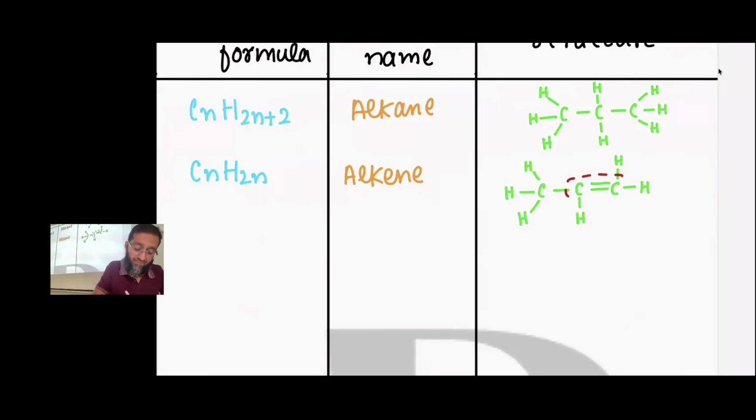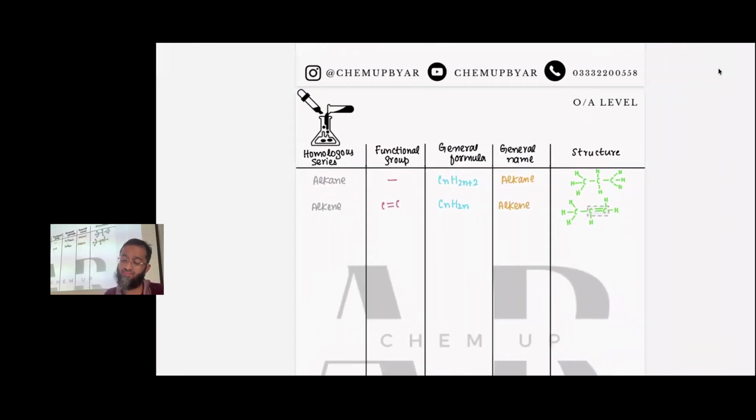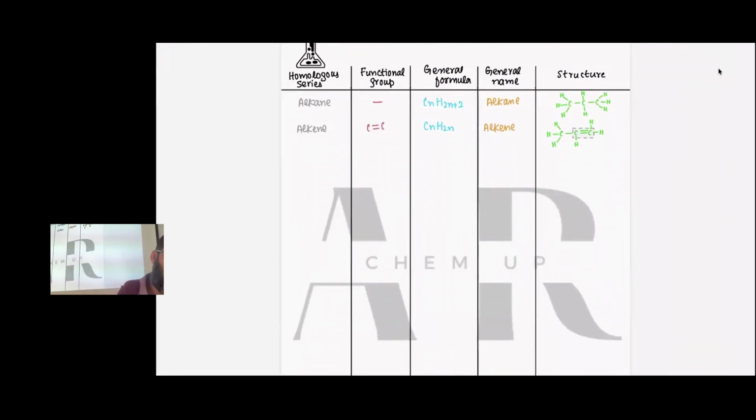So over here, this part is the functional group. Okay. Then what is the next homologous series after alkene?